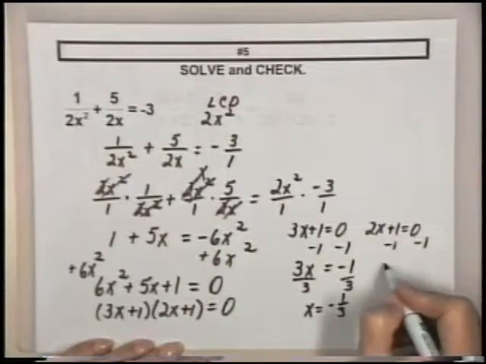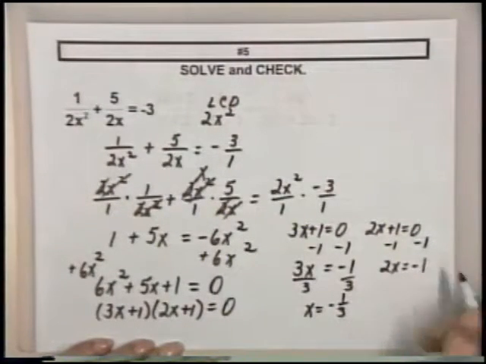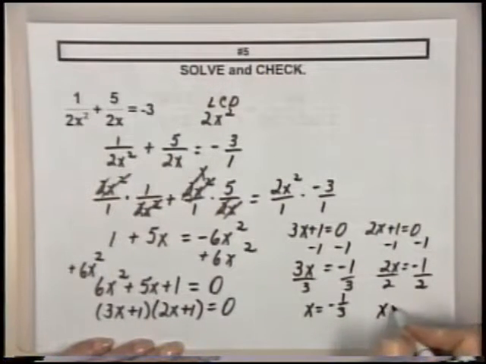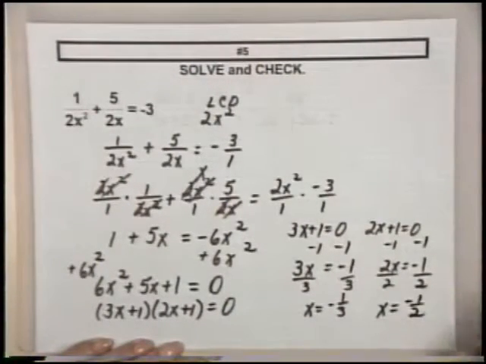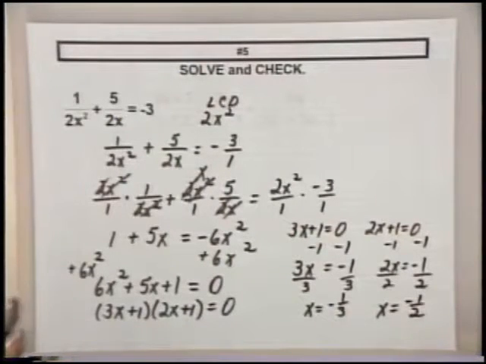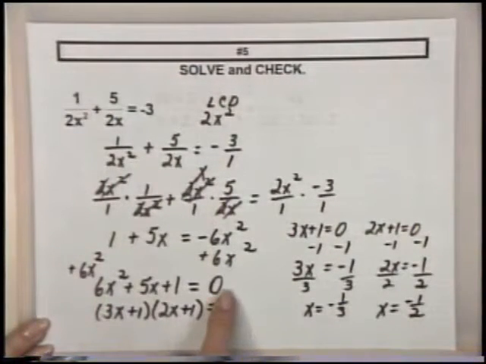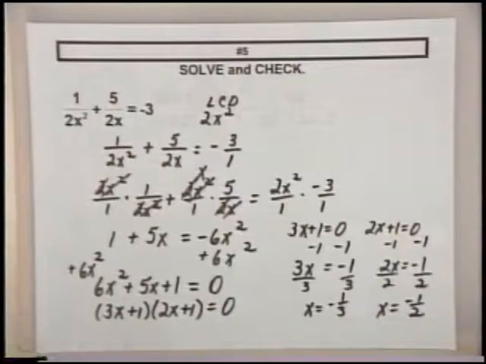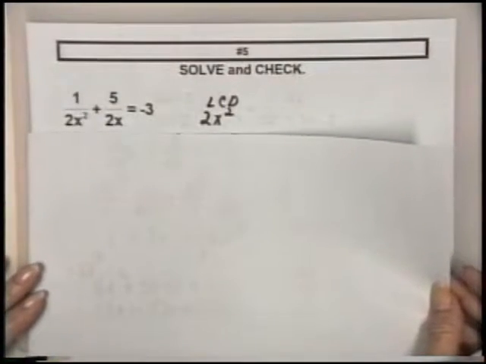For the second equation, I will subtract 1 from both sides. I get 2x equals negative 1. Dividing both sides by 2, I get x equals negative 1/2. So the solutions for my resulting quadratic equation are negative 1/3 and negative 1/2. I need to check those in my original equation to see if either of those are extraneous solutions.